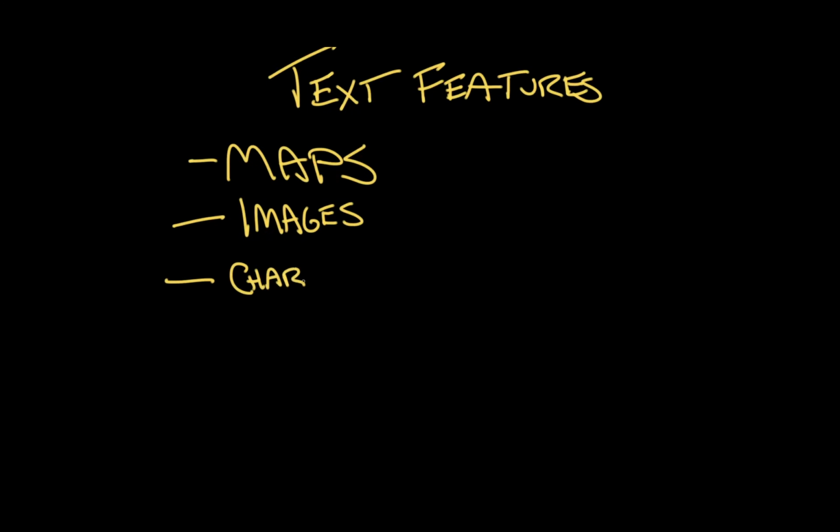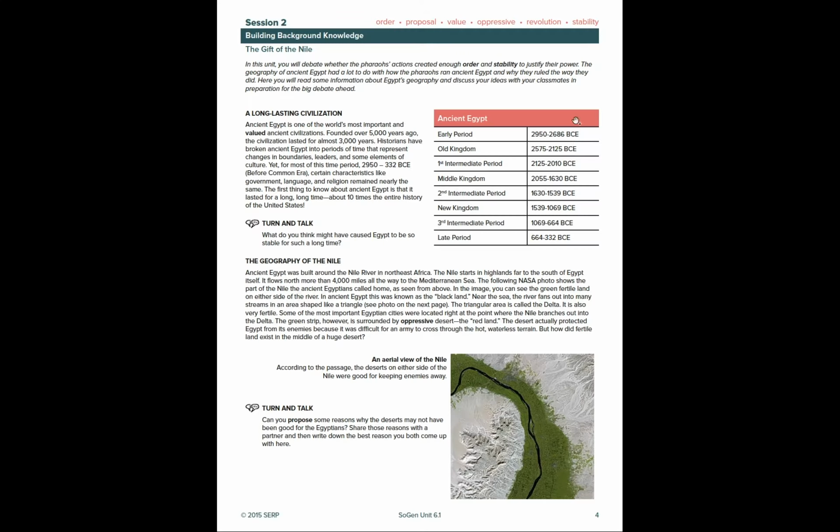Other useful text features include charts, diagrams, and graphs, which can include things like timelines. This page here has a table. You can see up at the top, this top row is labeled Ancient Egypt, and then on the left we have all the different periods of Egyptian history, and on the right, all the dates associated with those periods.